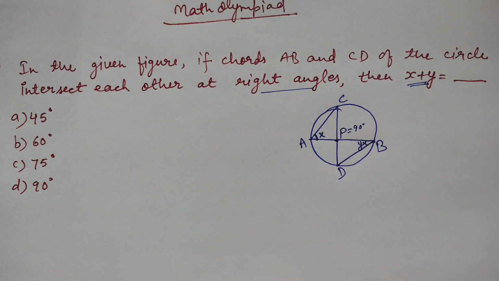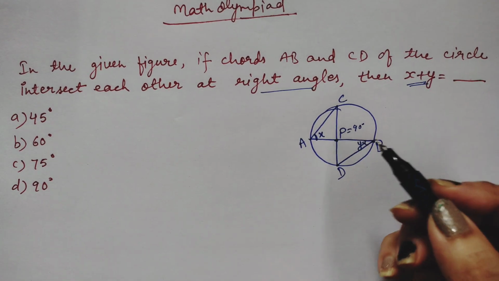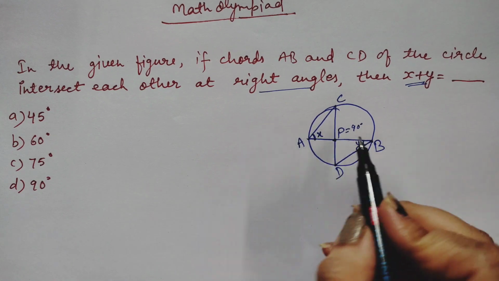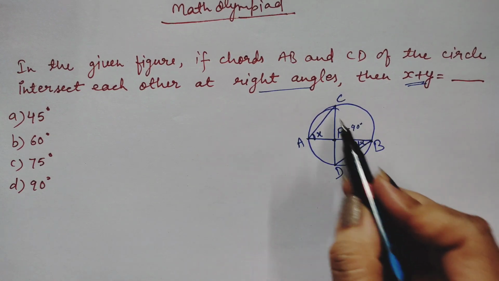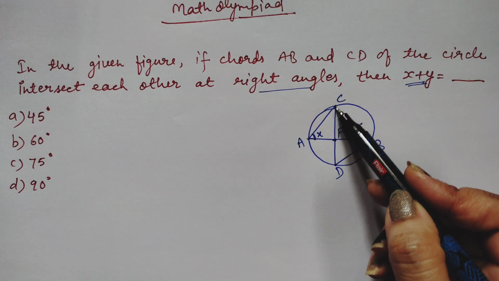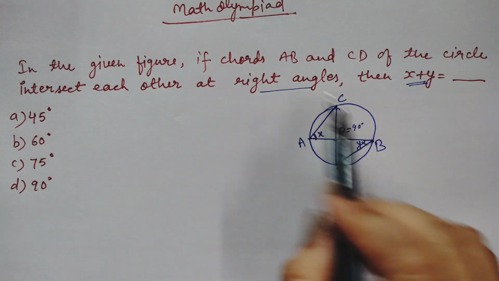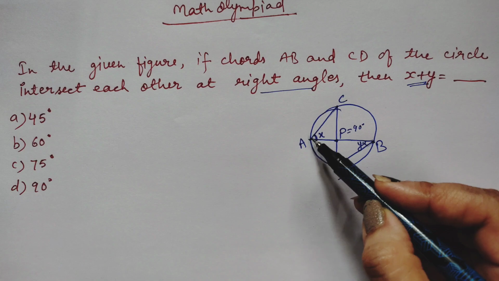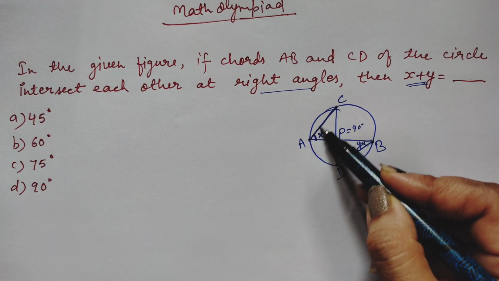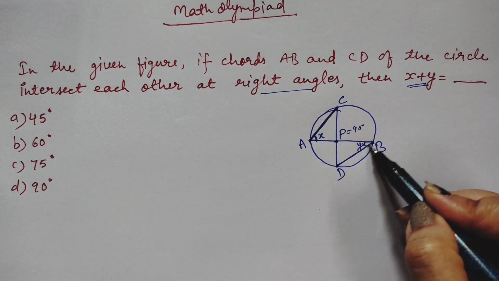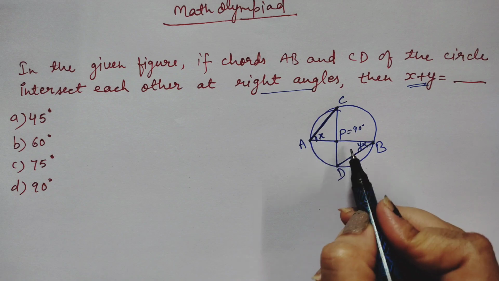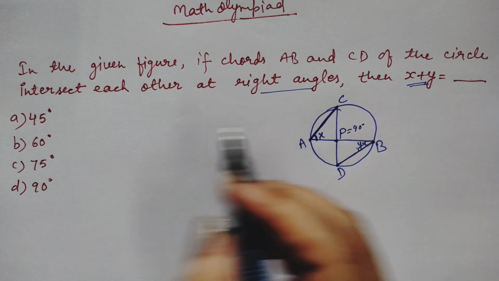So how to find this x plus y? You can see these are the two chords of this circle, AB and CD, and AC and DB are also chords of the circle, but these two chords are not mentioned here. This is also a chord of the circle, AC and DB also. And we need to find x plus y here.